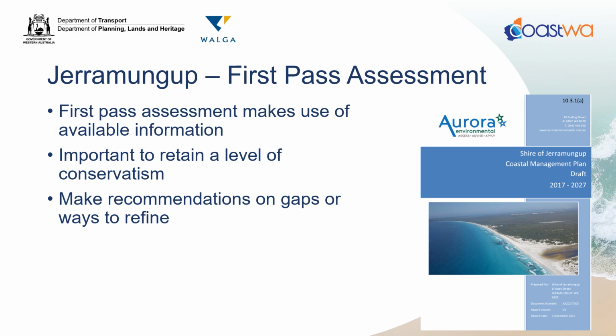So for this case, at Eromanga, it was a first pass assessment. We made use of the available information in a cost-effective way. As it was a first pass assessment without a whole lot of detailed information, it was therefore important to retain a level of conservatism in the numbers, and we made recommendations through the assessment on gaps in data or ways to refine or improve that assessment if that was needed.